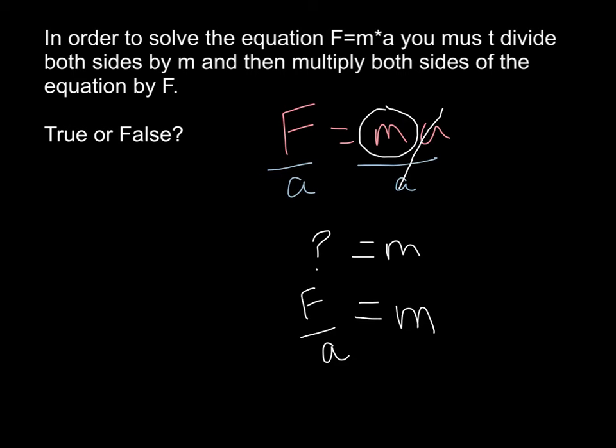Well, that's not what the question says. In order to solve the equation, force equals mass times acceleration, you must divide both sides by m. Well, you can see we didn't want to divide both sides by m. And then multiply both of the sides of the equation by f. Well, we didn't need to move f either. We could do this in one step simply by dividing by a here. What that did, caused these a's to cancel. Our equation just looks like m equals this stuff. So in this case, the answer would be false. We do not want to do that in order to solve for mass.